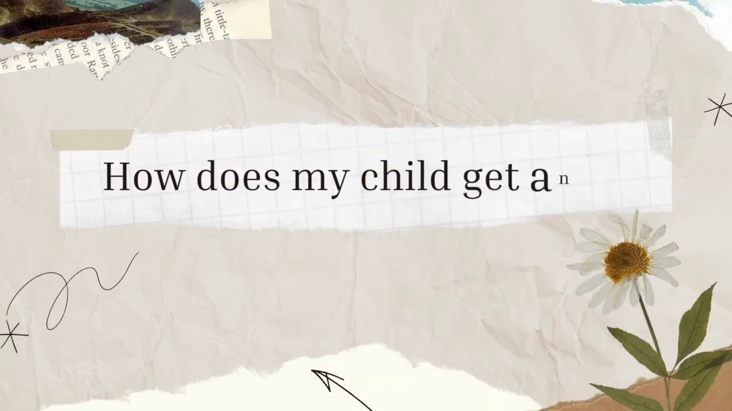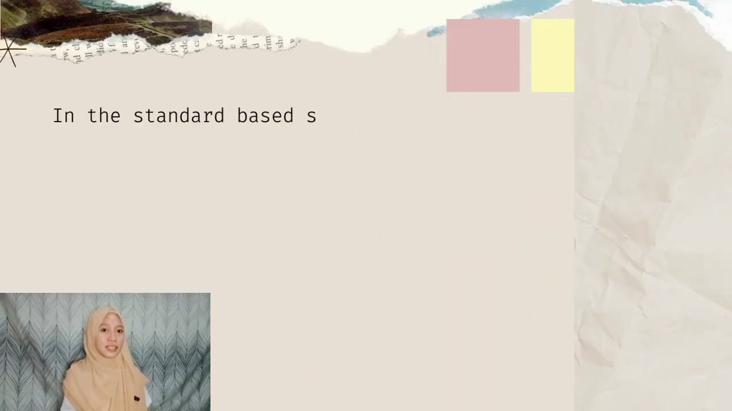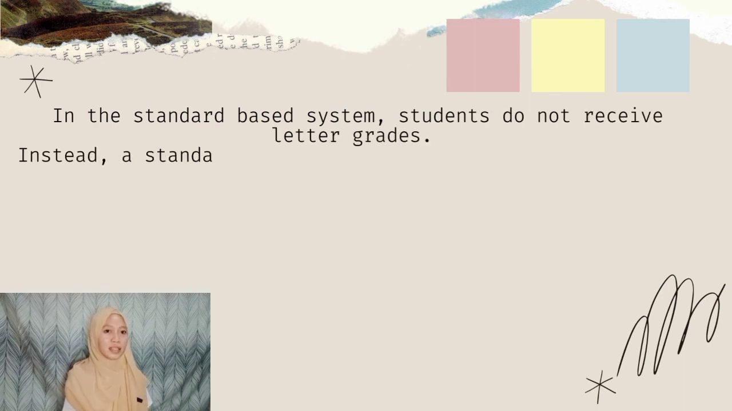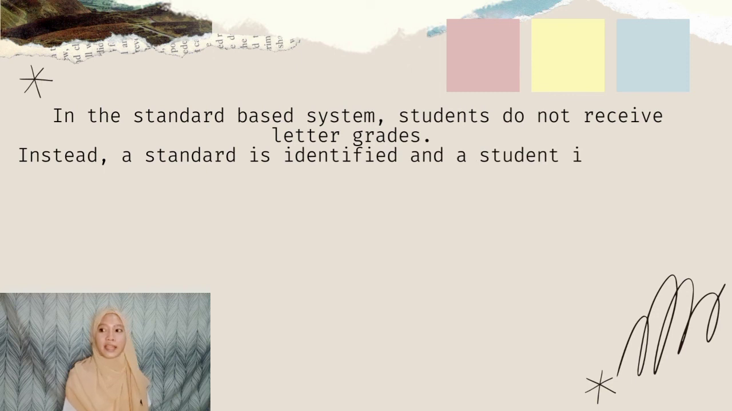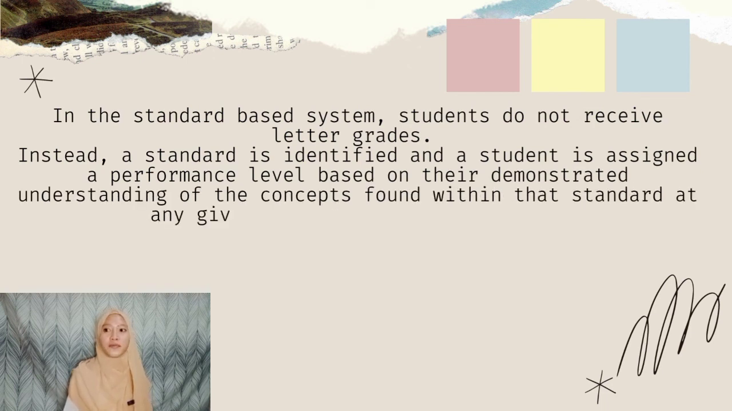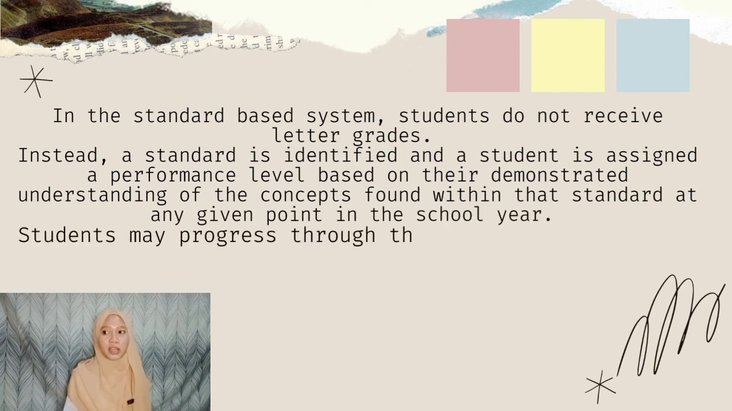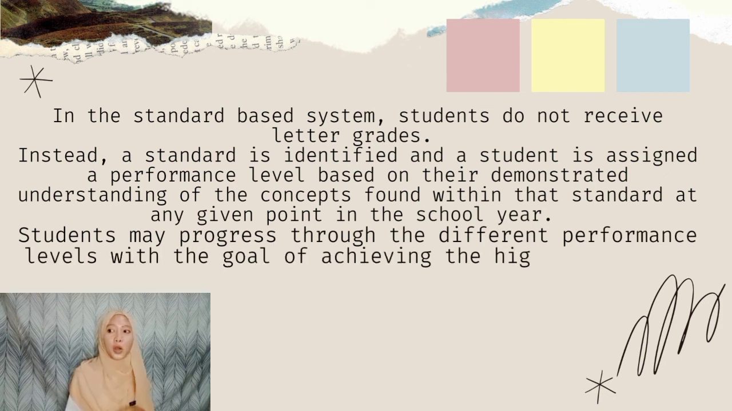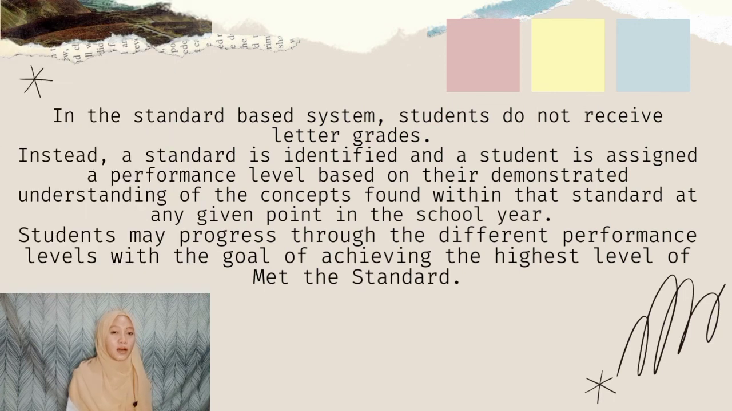How does my child get an A? In a standards-based system, students do not receive letter grades. Instead, a standard is identified and a student is assigned a performance level based on their demonstrated understanding of the concepts found within that standard at any given point in the school year. Students may progress through the different performance levels with the goal of achieving the highest level of met the standard.